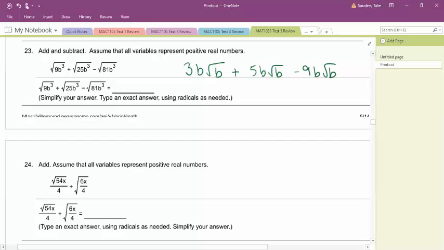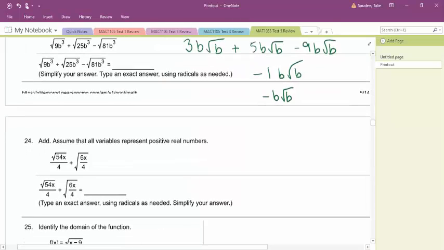So 3 plus 5 is? 8. Minus 9. Negative 1. So you could either write it like that, negative 1, b square root of b. They would accept that, or if you didn't have the 1 there, that would also be fine. Negative b square root of b.